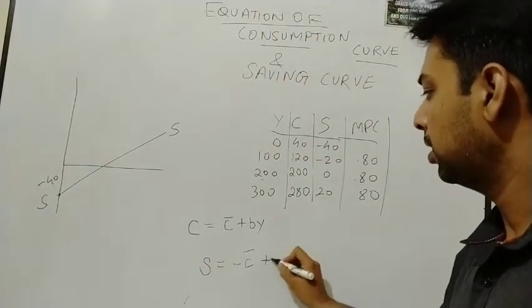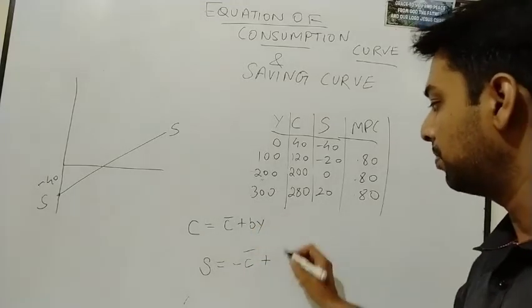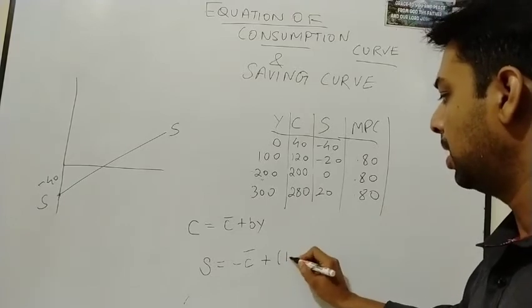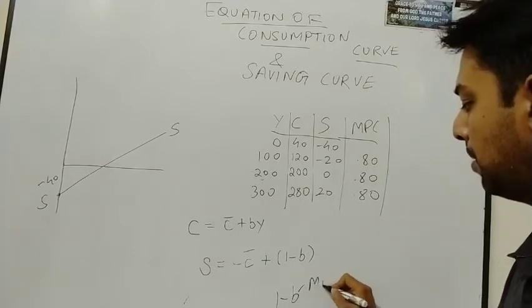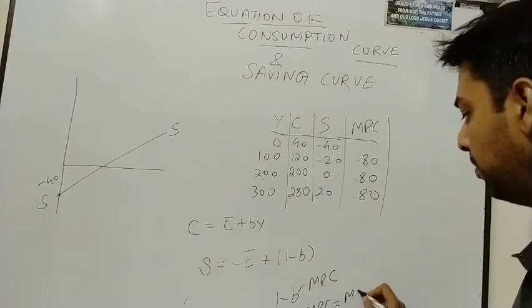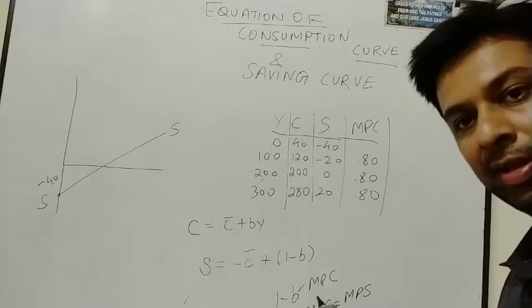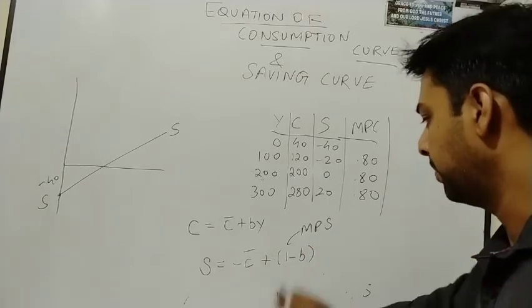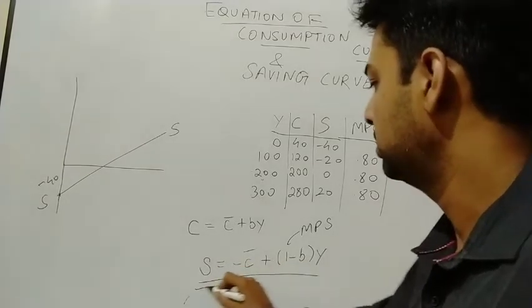Now here, if this is MPC, then I told already this will be the opposite. So the opposite will be, if this is MPC, you can write it as MPS, or you can write it as 1 minus b. 1 minus b is what? See, 1 minus b is nothing but, this b represents MPC. So I'm writing 1 minus MPC, and 1 minus MPC is equal to MPS only. If you bring this thing over here, it will be MPS plus MPC is equal to 1. So this is nothing but your MPS, marginal propensity to save. Now outside what will come? Y will come. So this will be the equation for this saving curve.